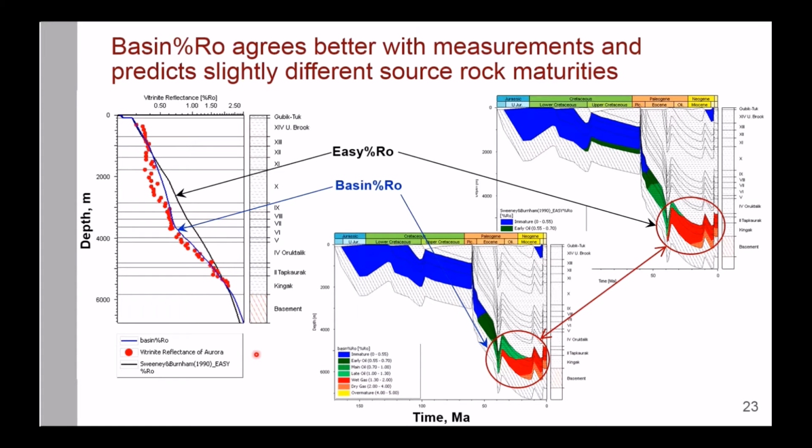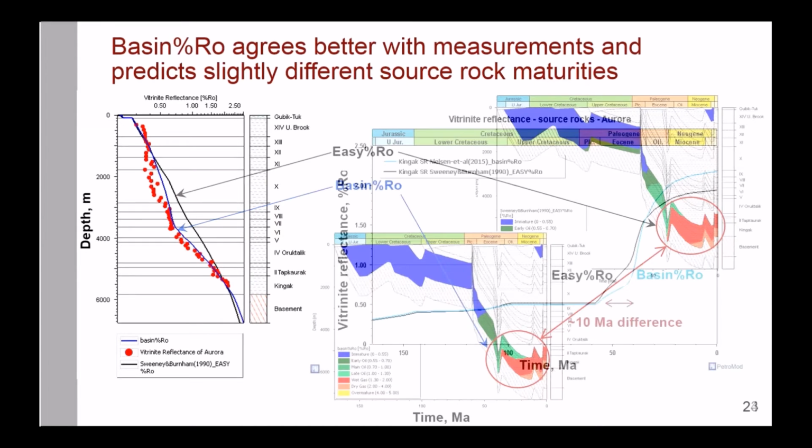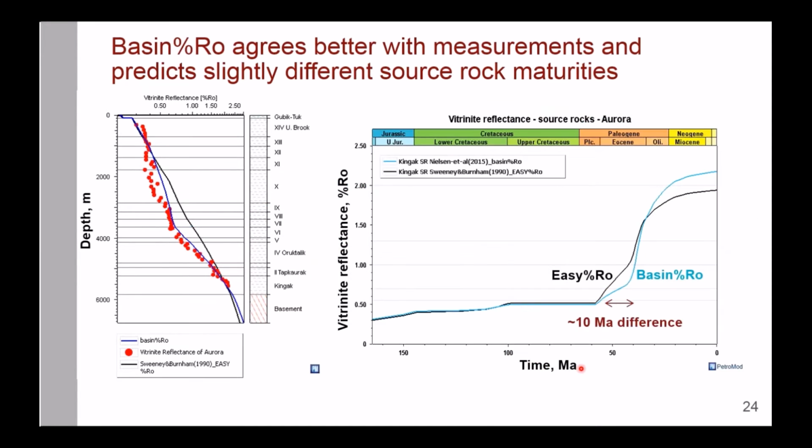This shows the difference in maturities calculated depending on how you calculate the reflectance. And the other way of looking at it is essentially when oil is generated. This is reflectance versus time, and there's a bit of a timing difference. So even though it looks quite different here, I guess I'll leave it up to you to decide whether or not you think this is a big or a small difference.